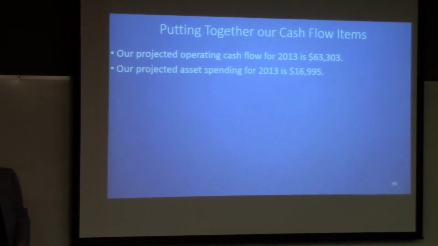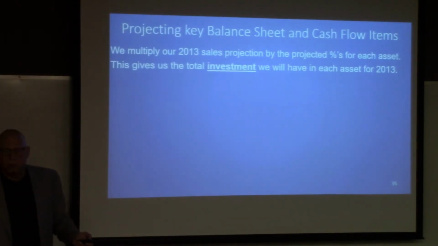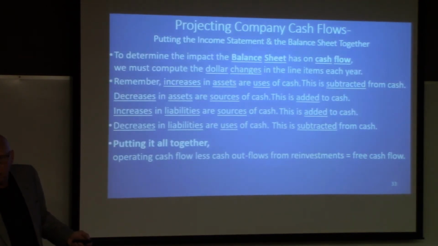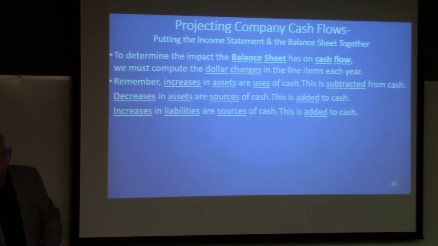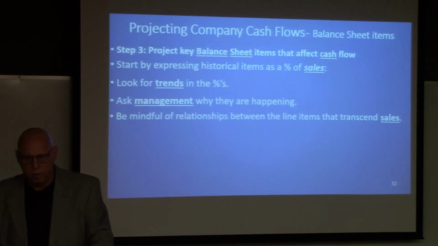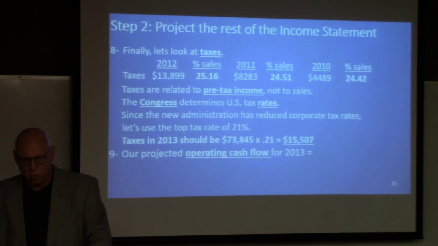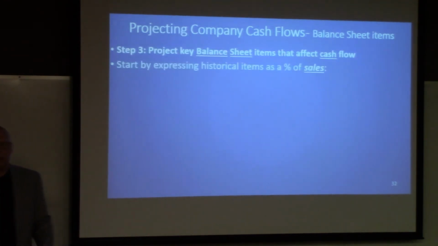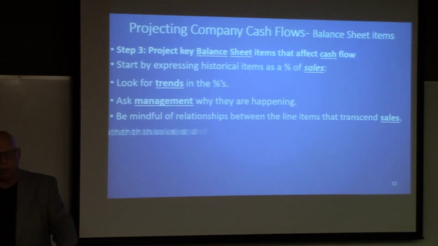So this is our last slide. Our projected cash flow for 2013 is $63,303. Let's go back and make sure that we're right on that. Bear with me, I just want to check that. Oh, there it is, 63,303. That's where that number comes from. So let's go ahead and move forward.